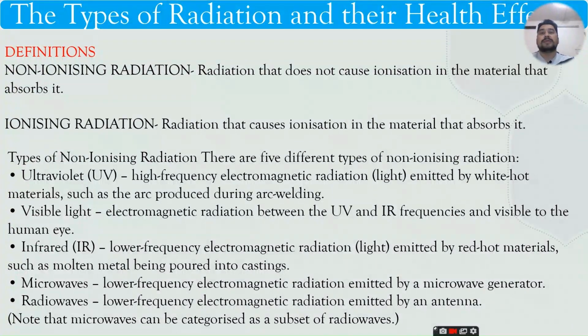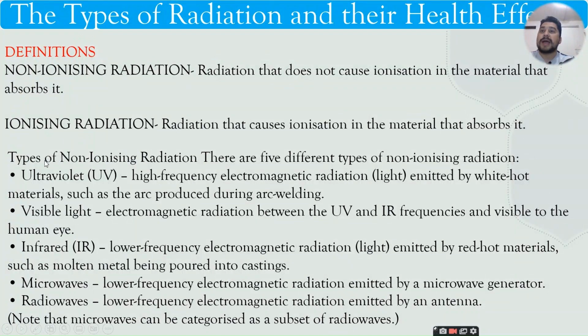What will happen whenever the radiation comes into contact with any material? Some radiation will be absorbed, and other radiation, non-ionizing radiation, will not be absorbed. So non-ionizing radiation, whenever it comes into contact with the material, will not be absorbed. After that, we have the ionizing radiation, the radiation that causes ionization in the material that absorbs it. So whenever the ionizing radiation comes into contact with the material, it will be absorbed.